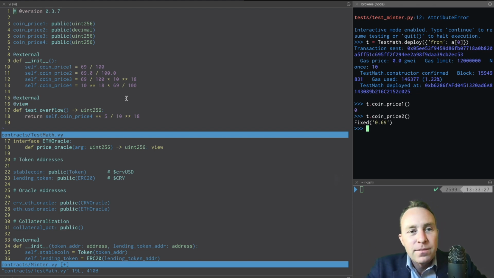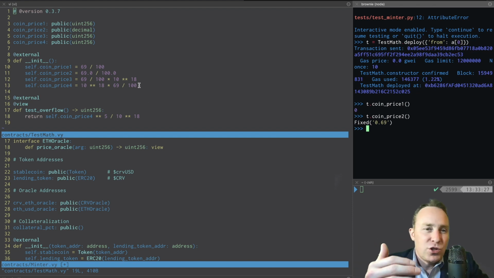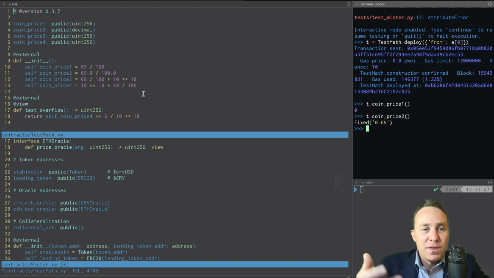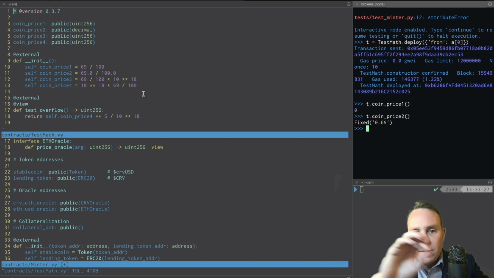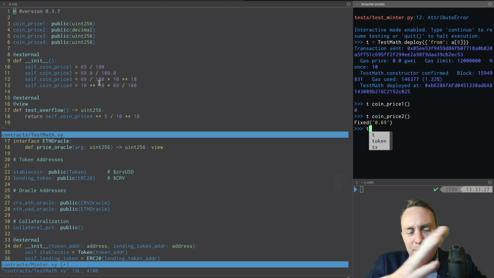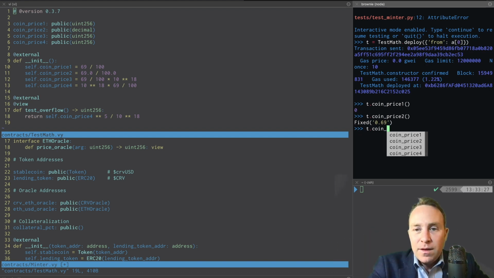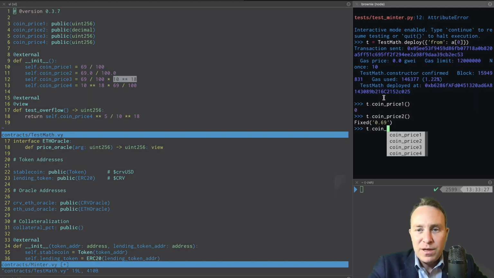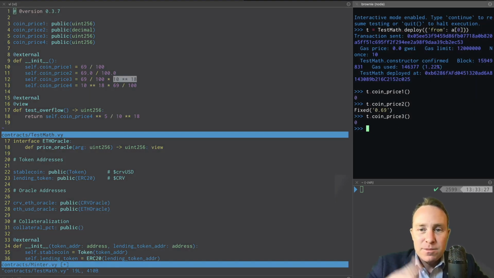So not too bad. Now what about this third one? This third one looks like it should be fine according to the order of operations in mathematics. Obviously, if we take 69 cents and then shift it over 18 decimal places, you would hope that that would be 69 times 10 to the 17th or 16th. But in fact, because this is evaluated going left to right, you're first completing this one, which gets us to 0, and then taking 0 and multiplying it by 10 to the 18th. So coin price 3 is going to evaluate as 0. Unusable.